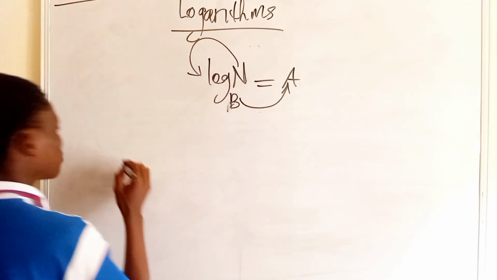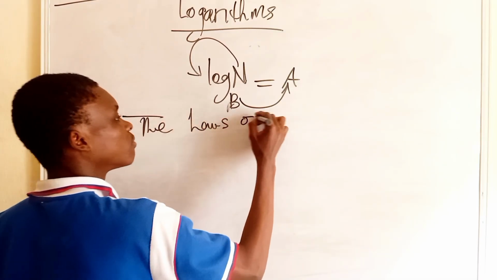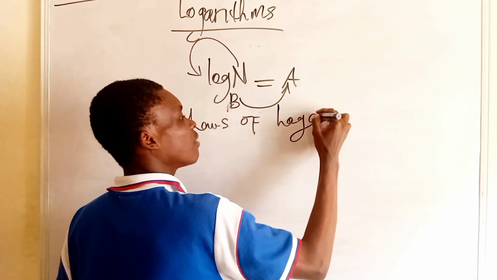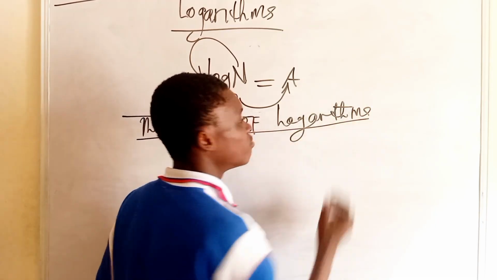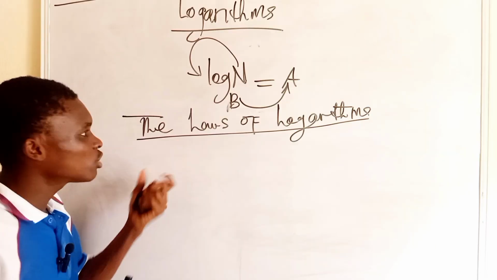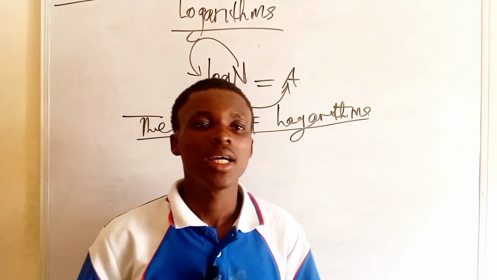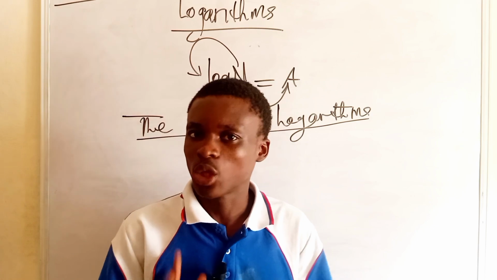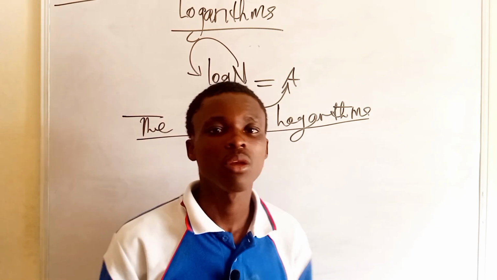The next thing is called the laws of logarithm. The laws of logarithm. Now let's go. The number one law, we have the addition law. What does the addition law state? It states that whenever we are adding in logarithm and the two bases are the same, we take one of the bases and multiply the logs together.